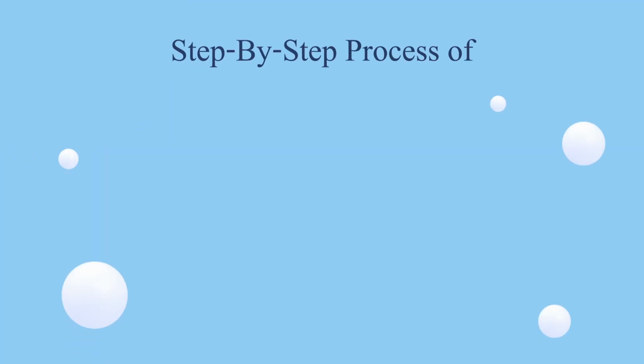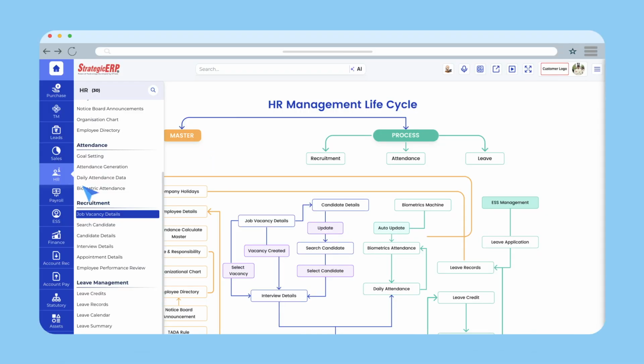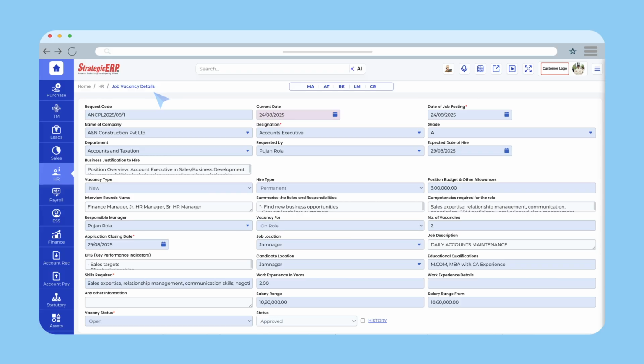Let us understand the step-by-step process of using the CV Analyzer tool in Strategic ERP. Navigate to the Job Vacancy Details form under the HR module. Enter the job vacancy details. These details should be integrated with LinkedIn, Naukri and other job aggregator portals. The job description and skills required fields are mandatory to be filled in for the AI analysis and comparison.